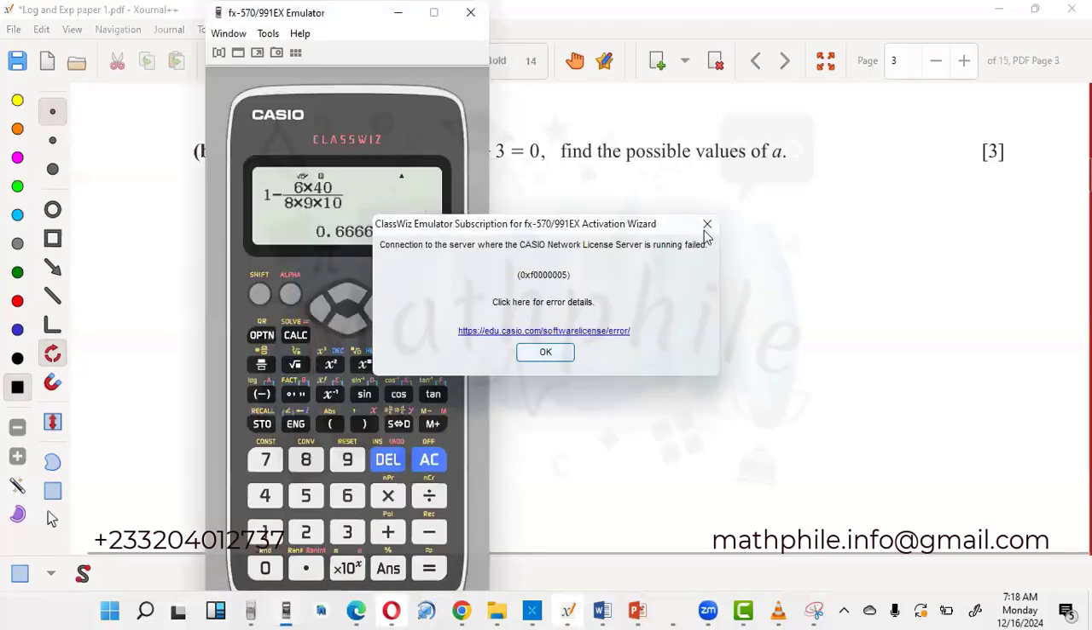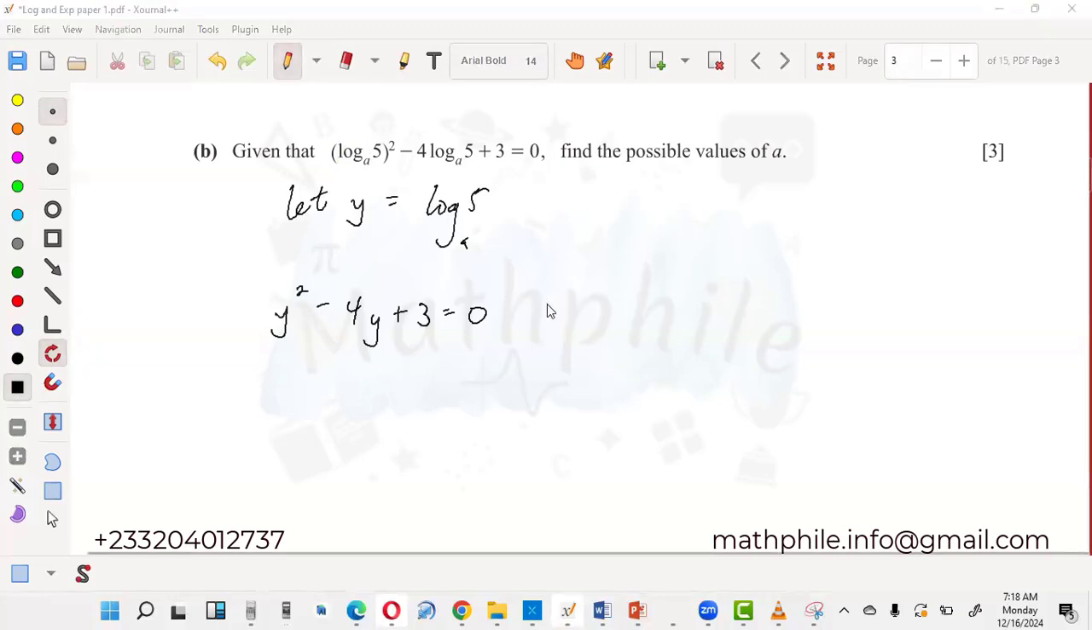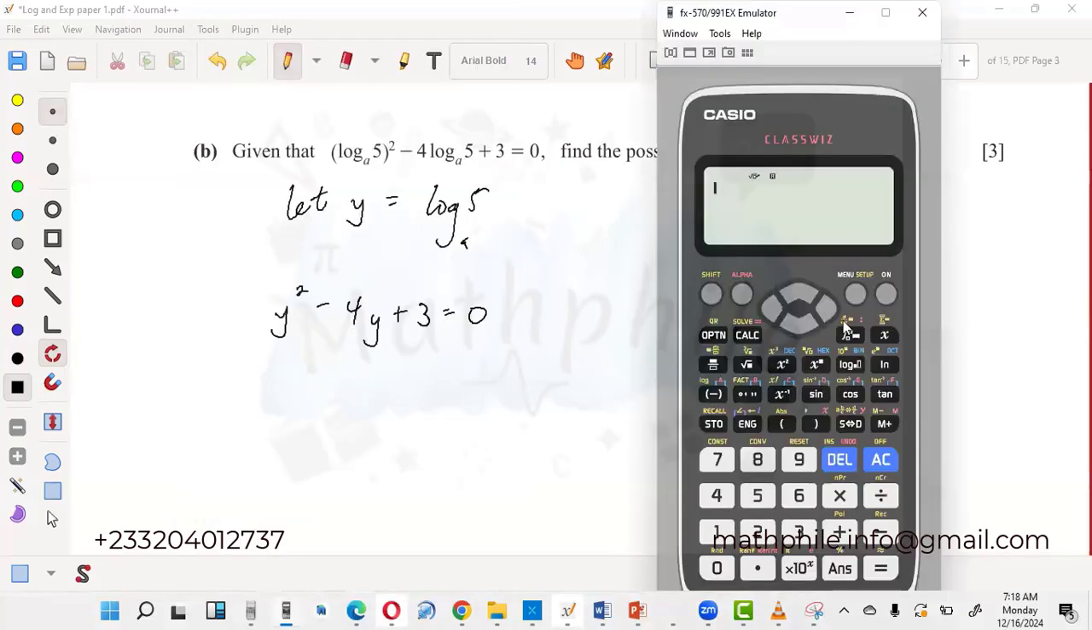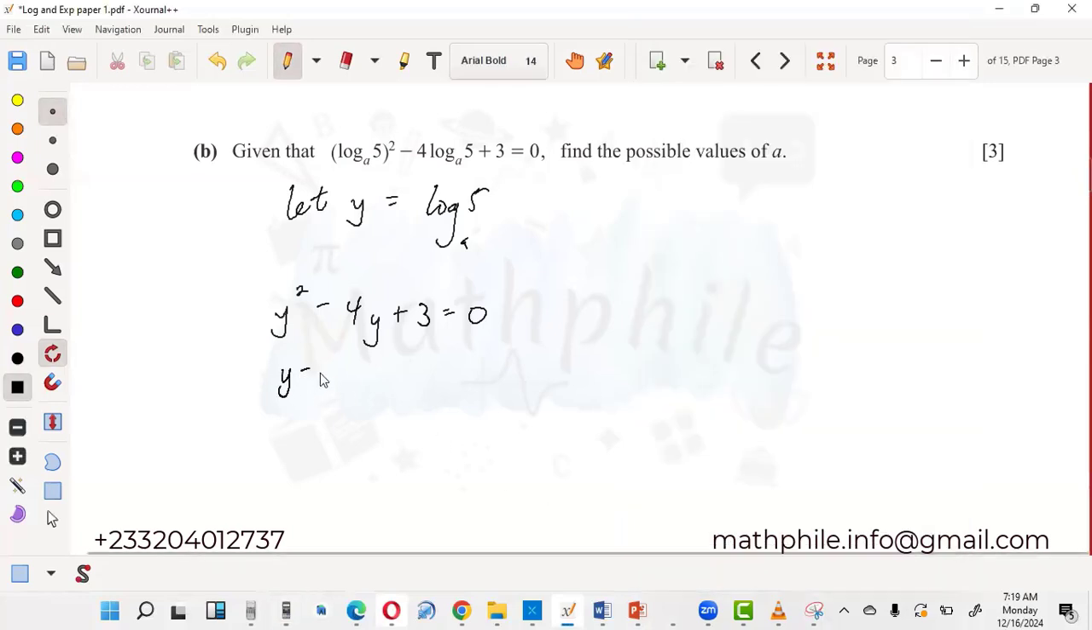So I know this is paper 1, but like I said, I know you can do a quadratic equation, so why do we waste the time? Let's use the calculator to solve it so that you can solve a lot of questions. So it's 3 and 1. So y minus 3 and y minus 1. So y equals 3 and y equals 1.